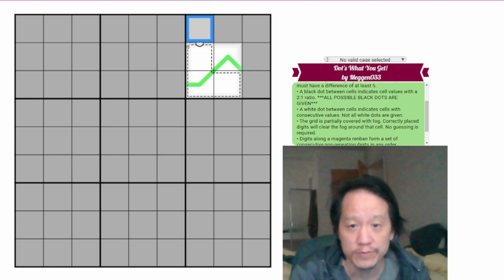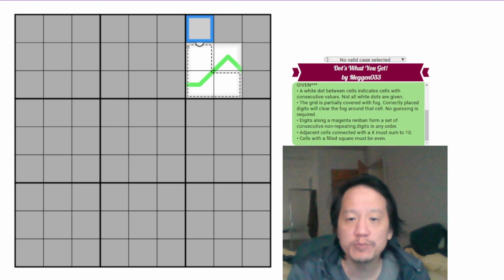That's important to remember. The grid is partially covered with fog. Correctly placed digits will clear the fog around that cell. No guessing is required, so you can deduce all this logically.